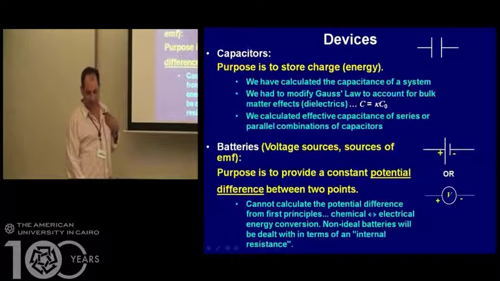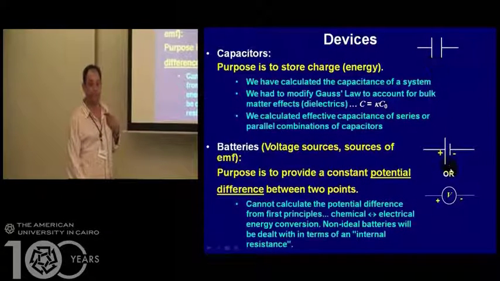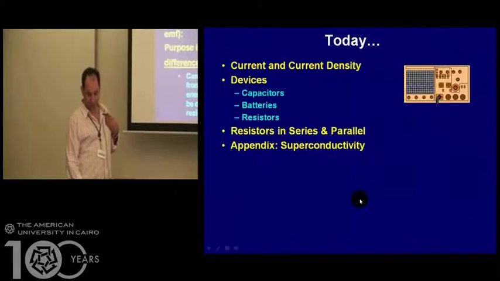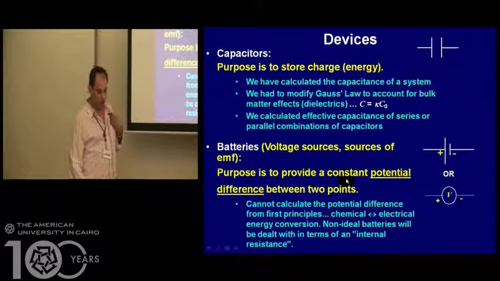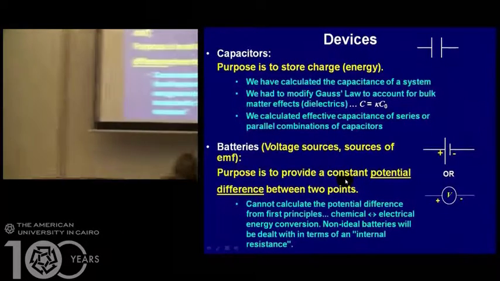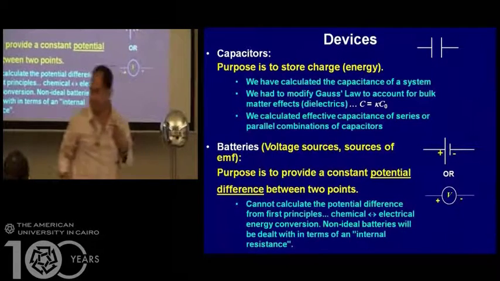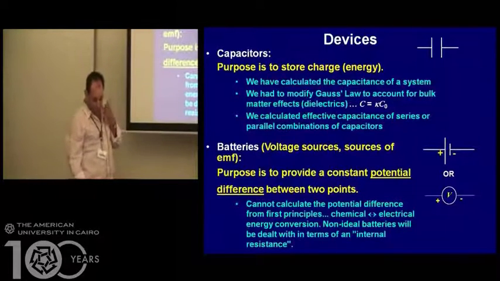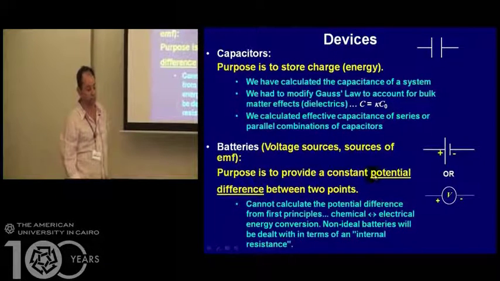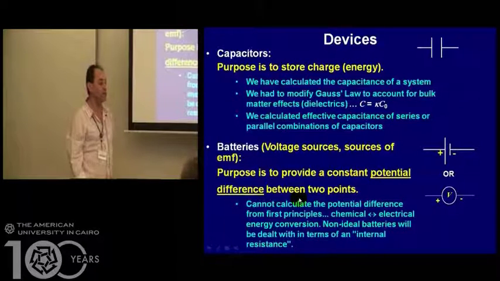So this is the symbol for a capacitor. This is the symbol for a battery, and sometimes we draw it this way for a battery. That's the symbol for a battery. And the battery, as I said, is a voltage source, or electromotive force. Actually, all the battery does is provide a constant potential difference between two points. That's all the battery does.